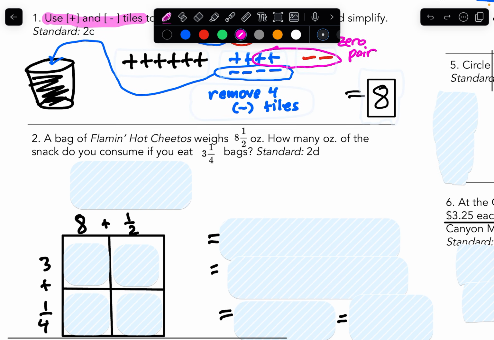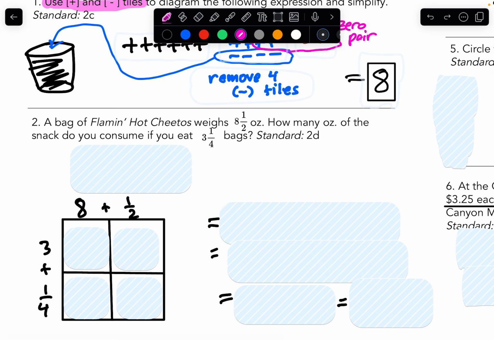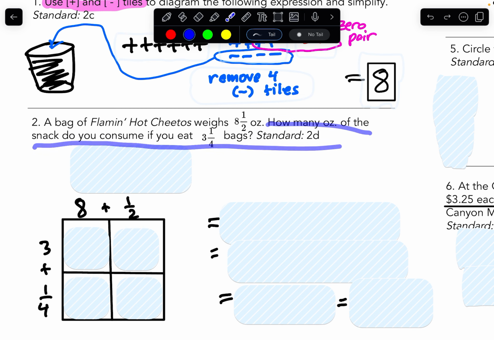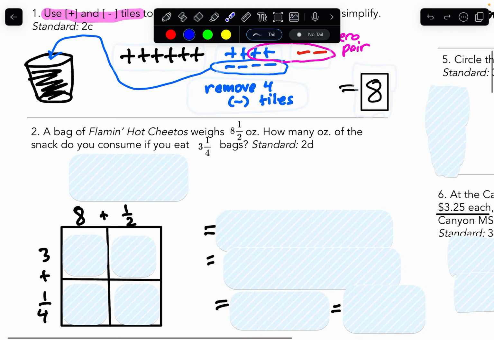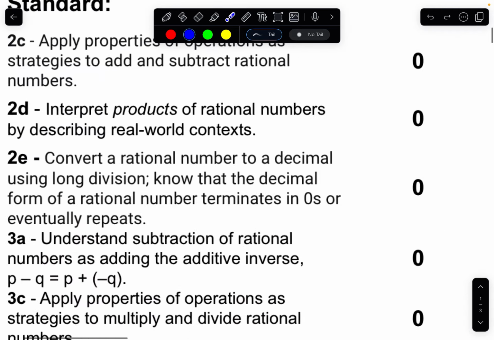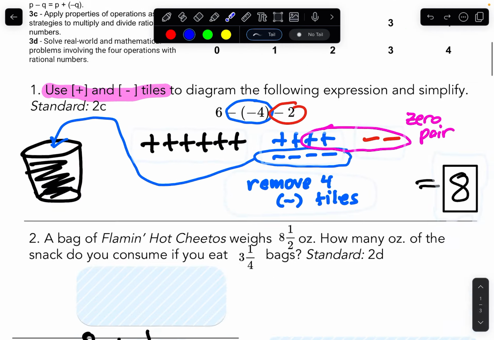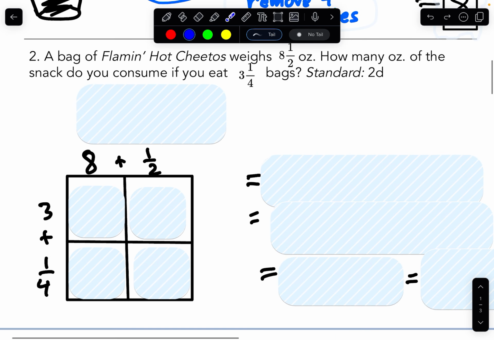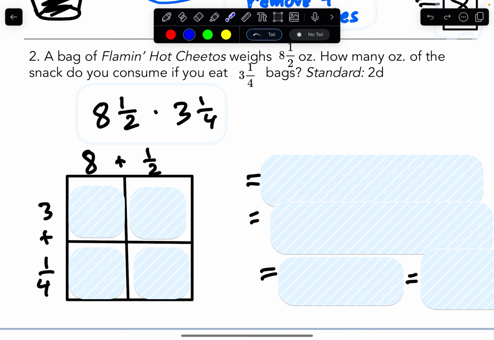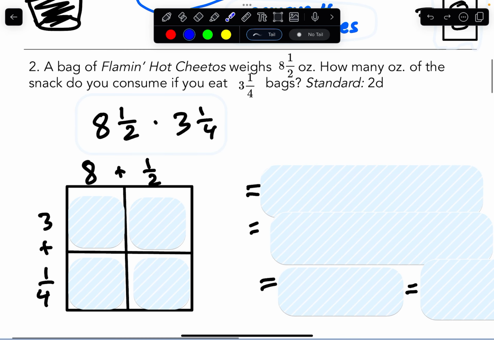Okay, for number 2, it says a bag of Flaming Hot Cheetos weighs 8.5 ounces. How many ounces of snack do you consume if you eat 3 1/4 bags? Since this says standard 2D, you can read that standard 2D says product. What does product mean? Yeah, I did see some people adding and some people subtracting, but if you're consuming multiple bags, what you're actually doing is multiplying.